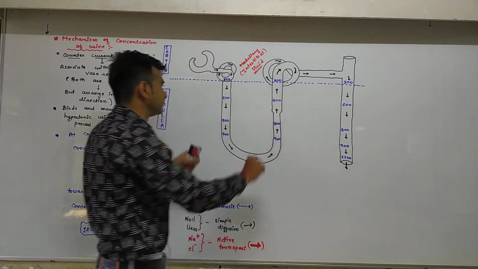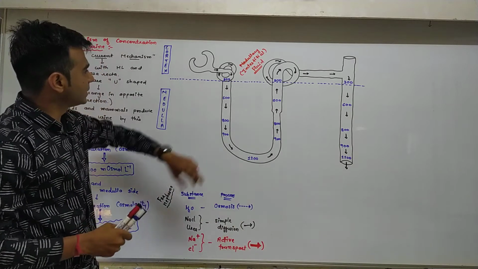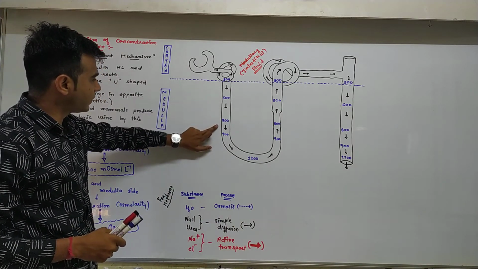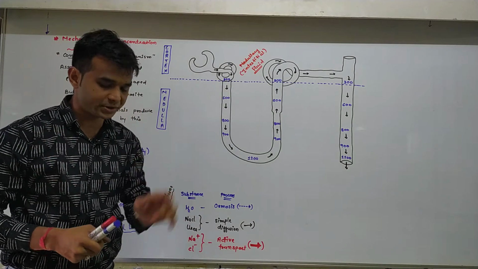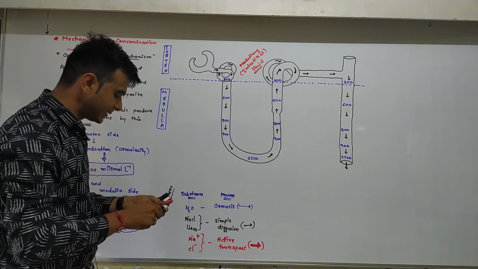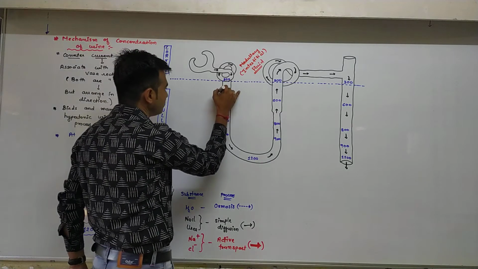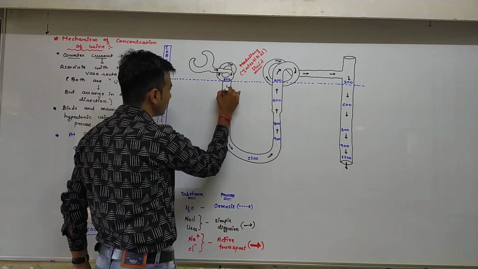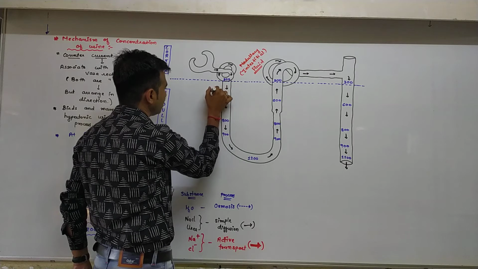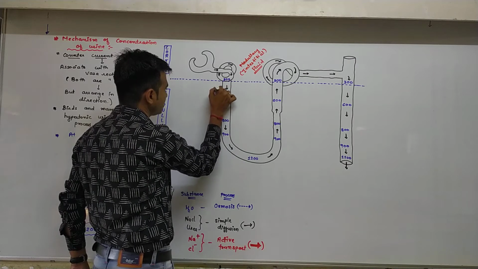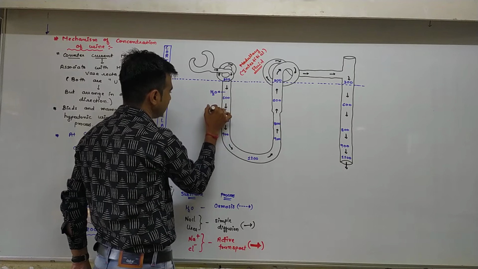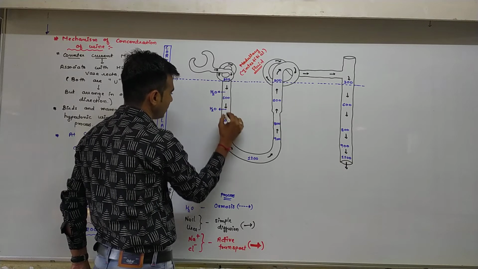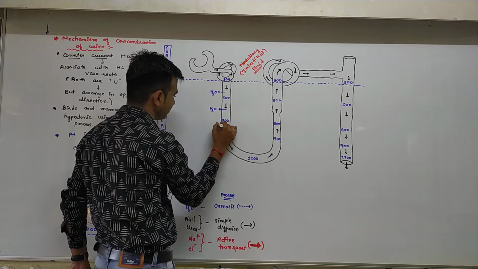You know that the descending limb of the loop of Henle is permeable for water, not for salts. Fine. So here water moves through the osmosis process just outside of the descending limb of the loop of Henle.